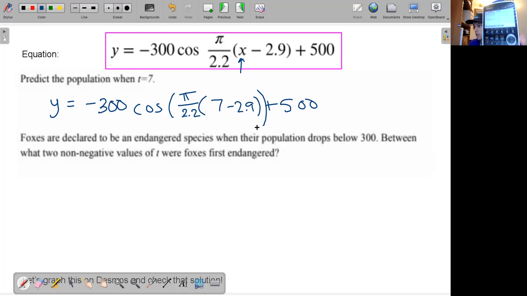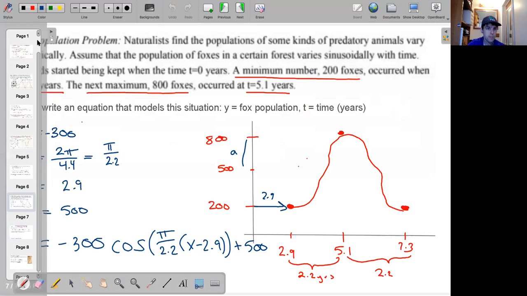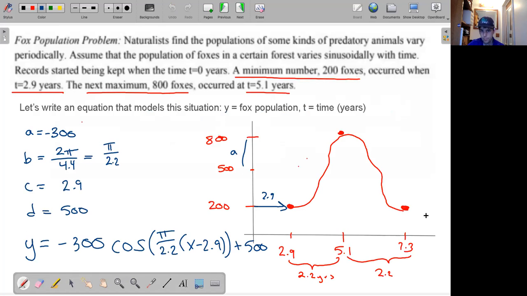Okay, so I got 227.1. It's worthwhile to just glance back at our graph, the graph that we just had. So we were at 7, and 7 would be right in this region. So being just above 200, that makes sense.